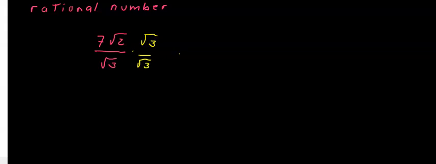Numerator and denominator. The denominator becomes 3, and the numerator becomes 7 square root of 6. 2 times 3 is 6.